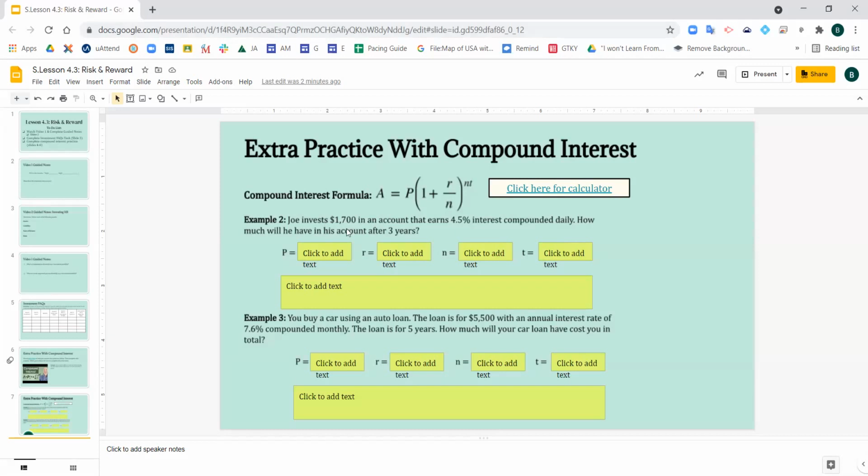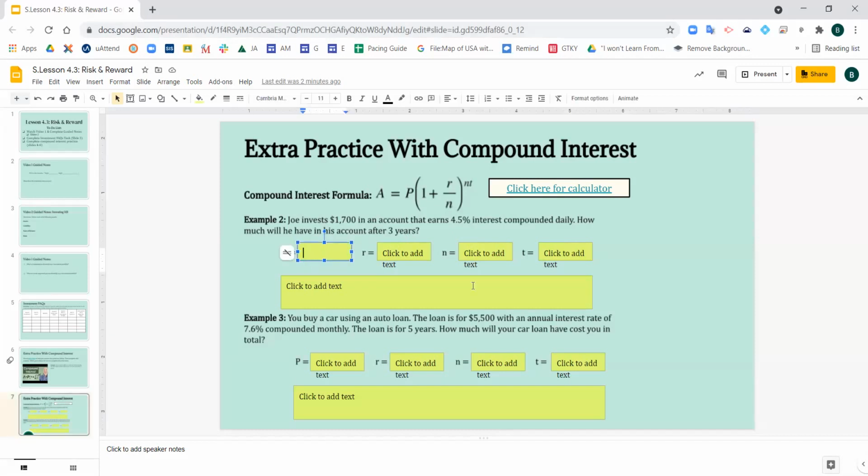So for our first example, we have Joe invests $1,700 into an account that earns 4.5% interest compounded daily. How much will he have in his account after 3 years? So principal is our starting amount. In this case, that's going to be $1,700 because that's what he's putting into his account. Our interest rate is 4.5%.